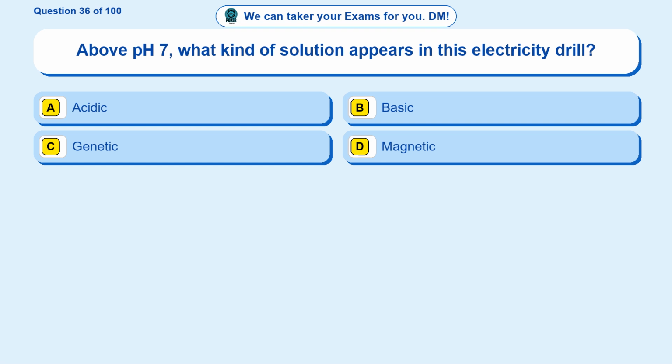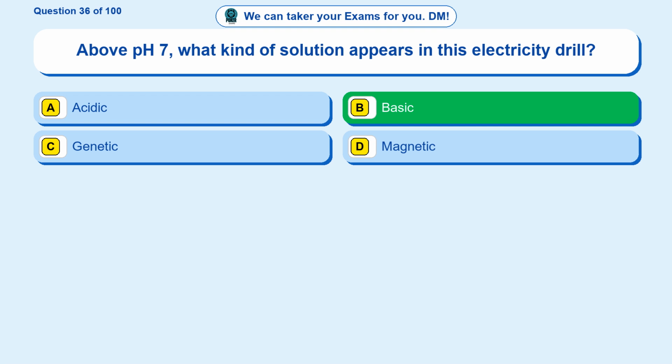Question 36. Above pH 7, what kind of solution appears in this electricity drill? Option A, acidic. Option B, basic. Option C, genetic. Option D, magnetic. The correct answer is option B.